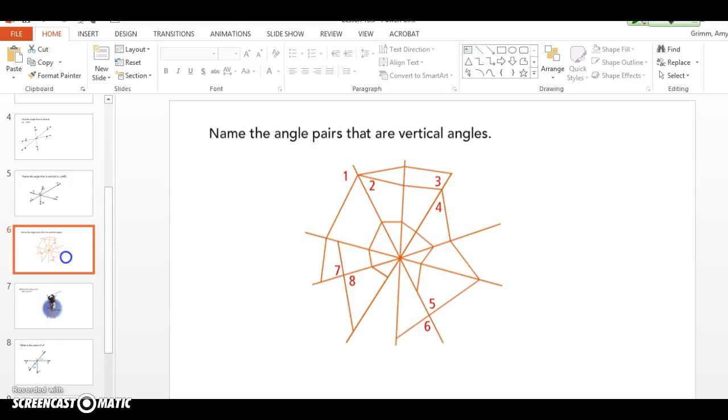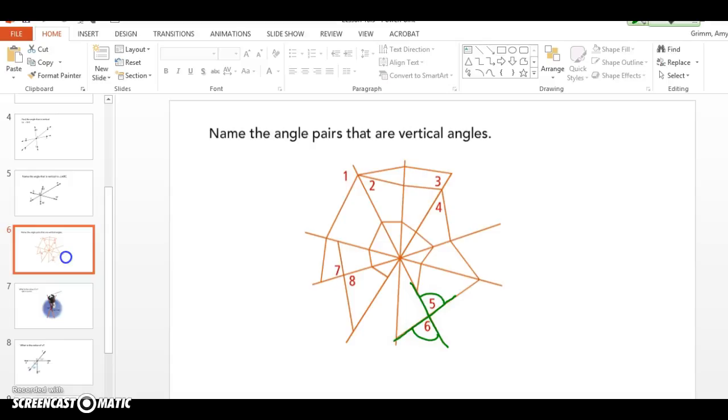5 and 6. Is that what you said? Okay, so let's look at 5 and 6. Here is one line. Here is the other. There has to be a crisscross, and they have to be across from each other. So is 5 vertical with 6? Yes. They are on the crisscross, on opposite sides of each other.